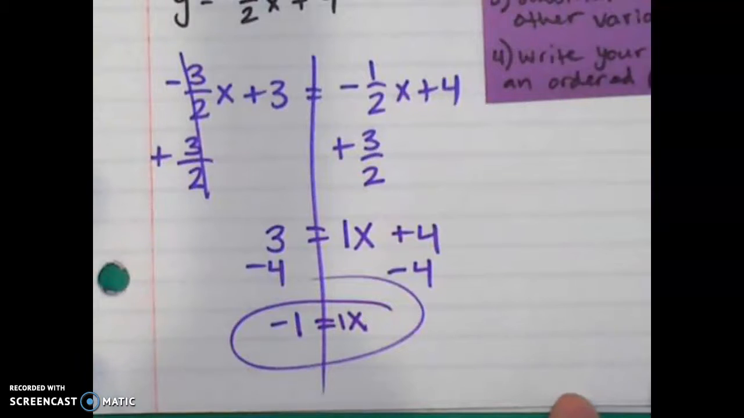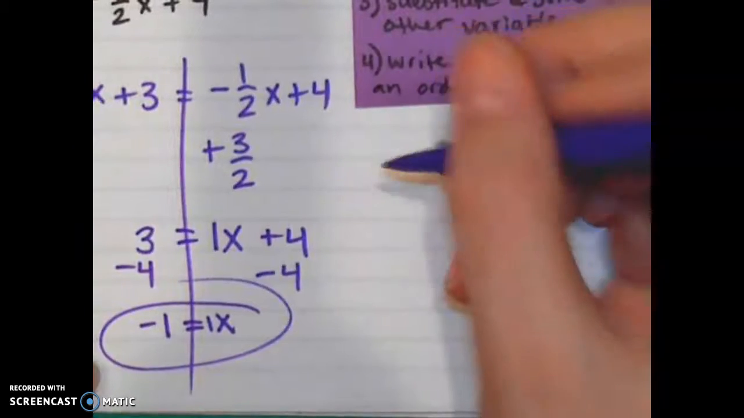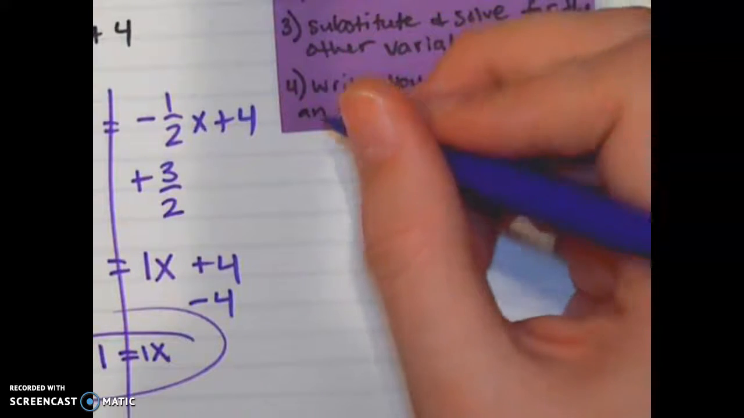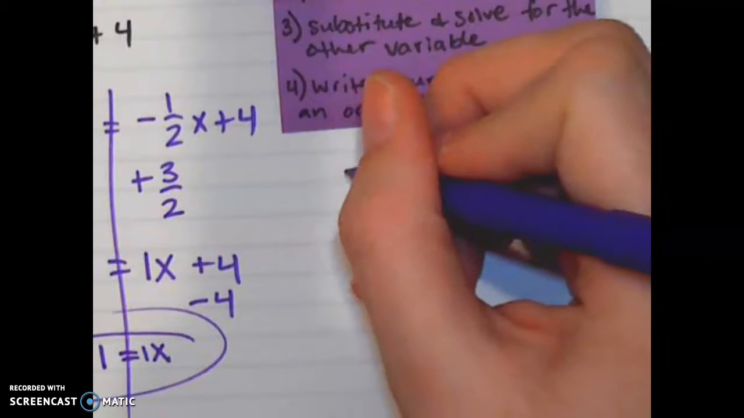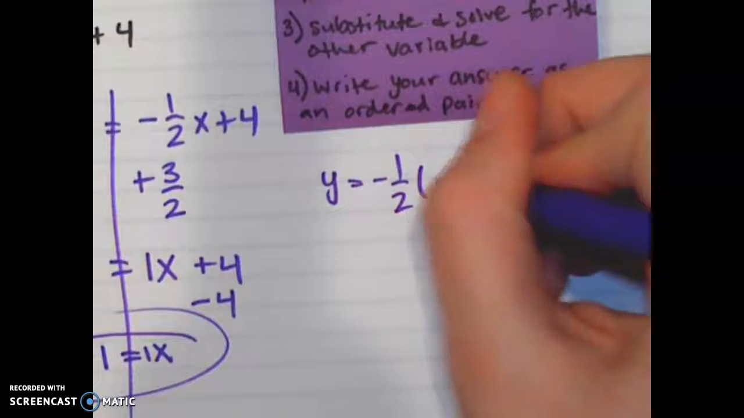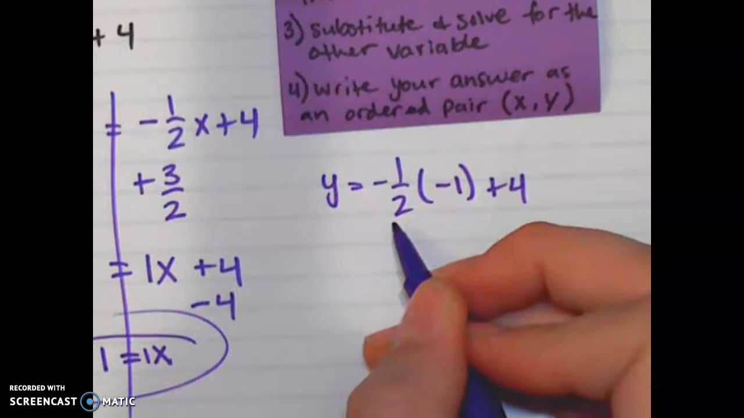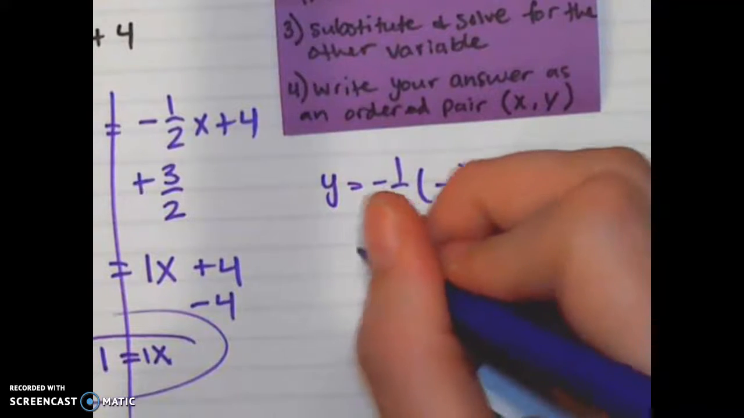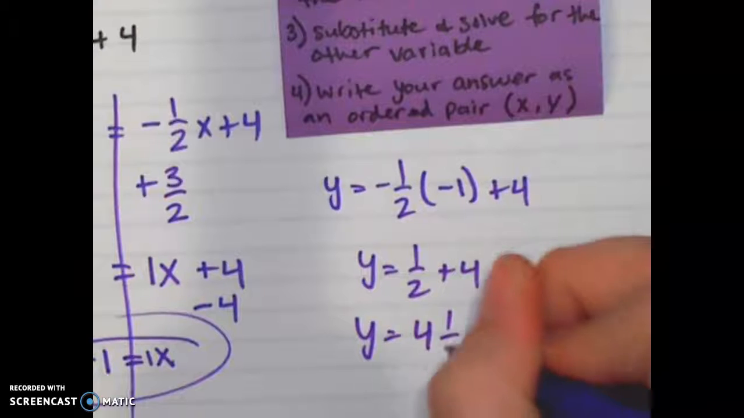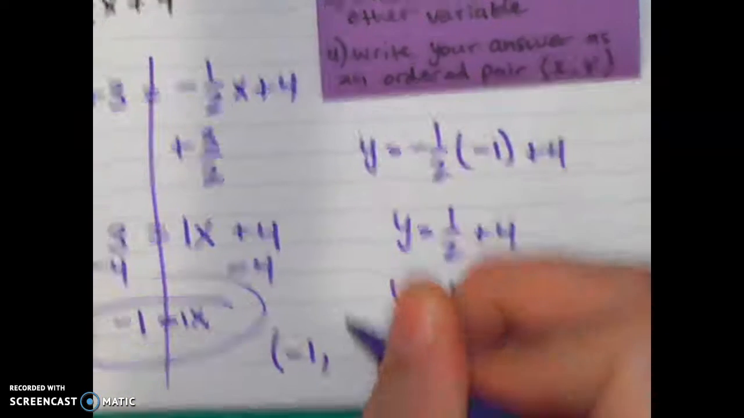Okay, got 1 minute. Don't think I can finish this. Sorry, guys. Okay, then I'm going to plug this into a different equation. So I'm going to plug it into the 1/2 one because that seems easier. So y equals negative 1/2 times negative 1 plus 4. 1 times anything is going to keep itself, but a negative times a negative gets us a positive, so y equals 1/2 plus 4, so y equals 4 1/2. So my ordered pair is negative 1, comma, 4 1/2.